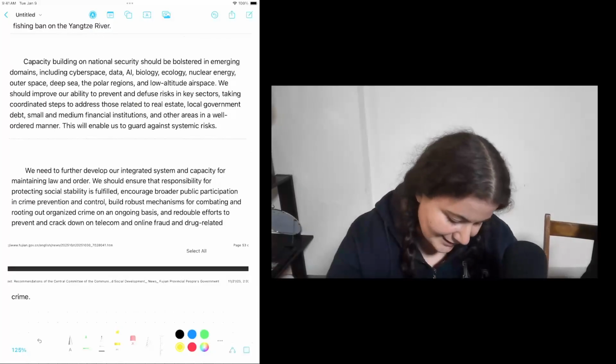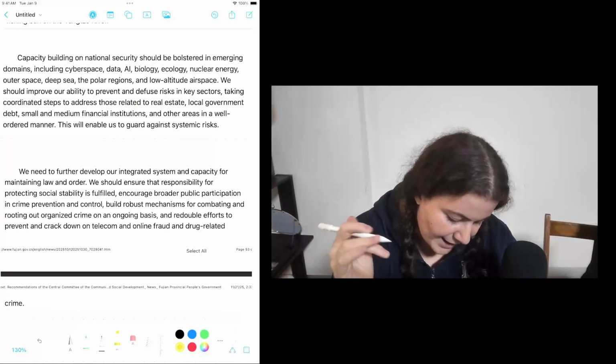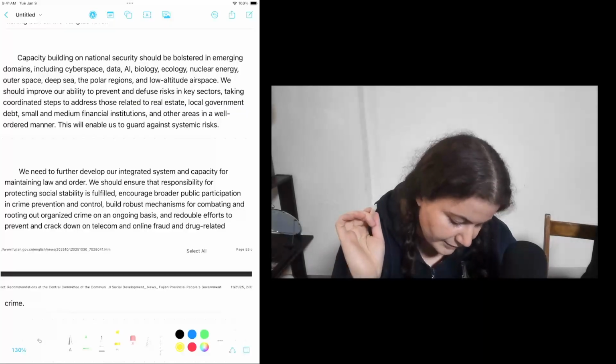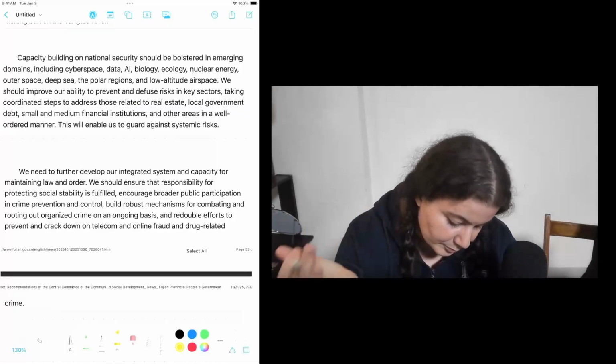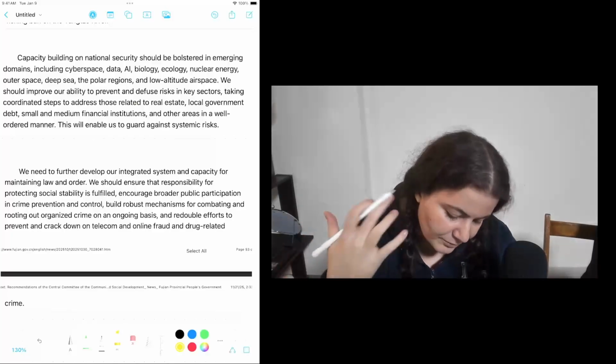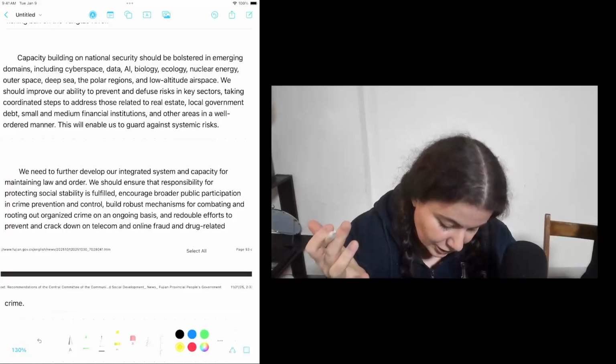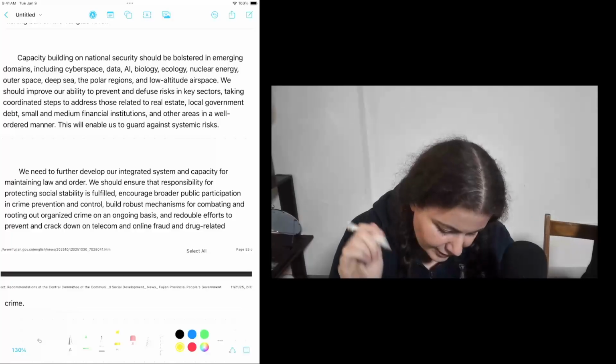One more example. We need to further develop our integrated system and capacity for maintaining law and order. We should ensure that responsibility for protecting social stability is fulfilled, encourage broader public participation in crime prevention and control, build robust mechanisms for combating and rooting out organized crime on an ongoing basis, and redouble efforts to prevent and crack down on telecom and online fraud and drug-related crime.